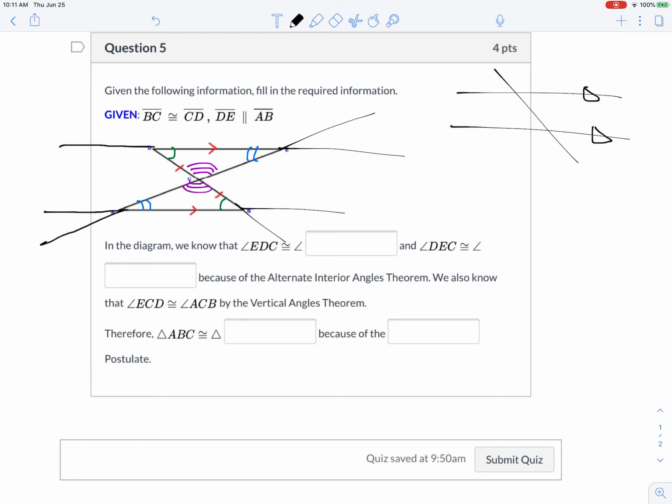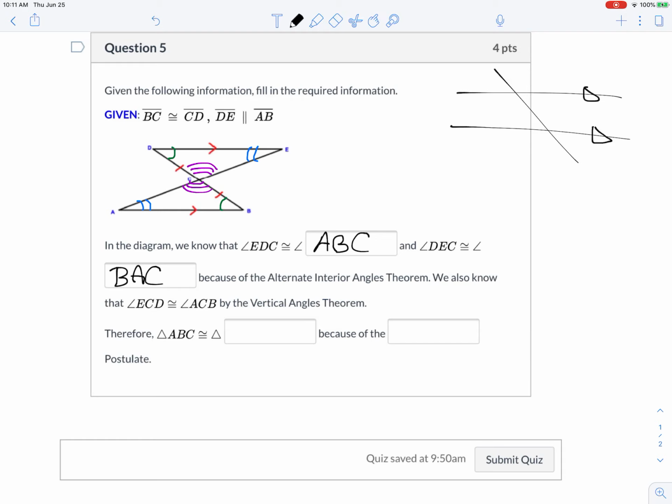We know that angle EDC, I'm going to erase those because I can't really see the letters yet, but I have the important pieces in. EDC, okay, that's blue to green to purple is congruent to blue to green to purple, A, B, C. And DEC, which is green, blue, purple, is congruent to green, blue, purple down there, B, A, C. Because of the alternate interior angles theorem.